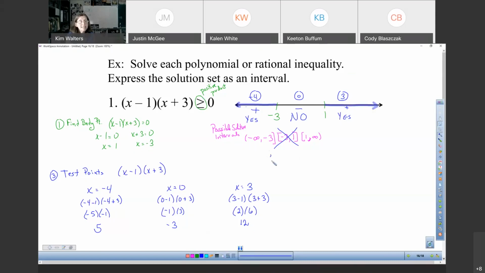So that means that my final solution here has two pieces. It is negative infinity to negative 3, square bracket, union, that little palette will be available to you, 1 to positive infinity. I'm going to take a breath and let you ask me questions if you have them. A lot to absorb on here.